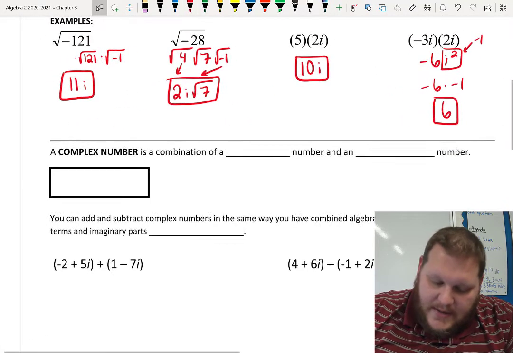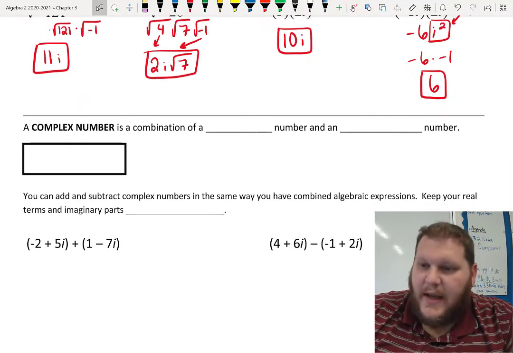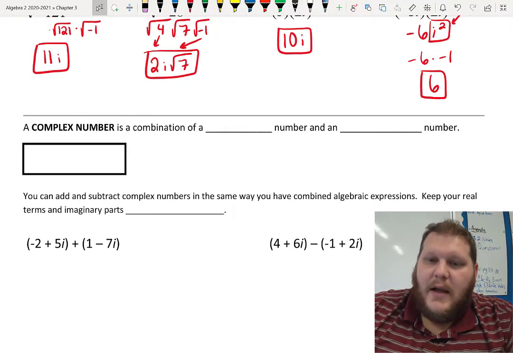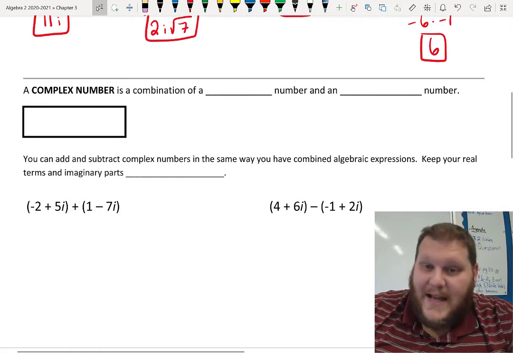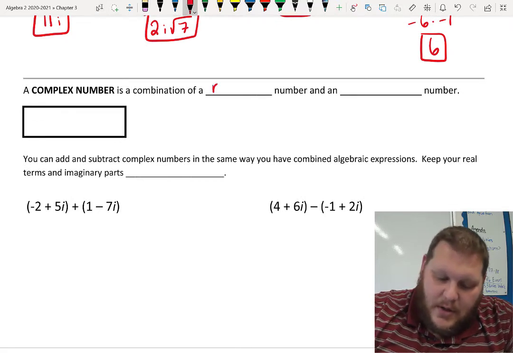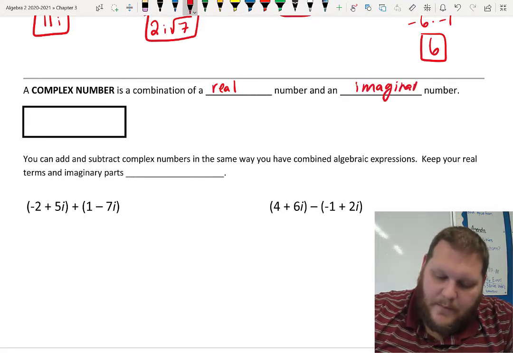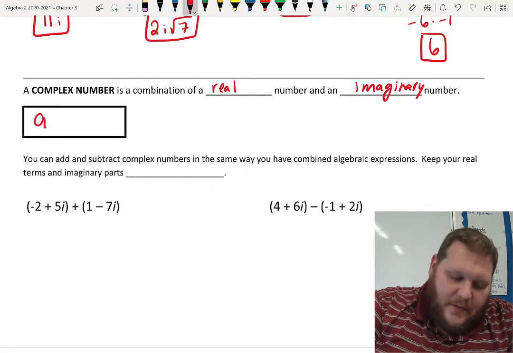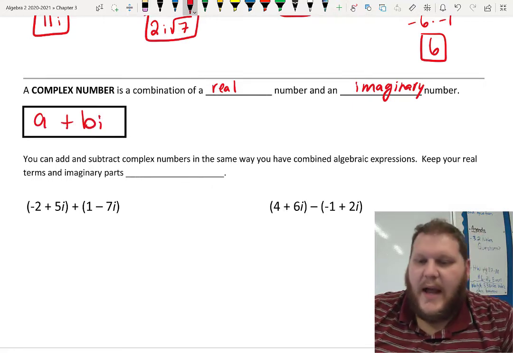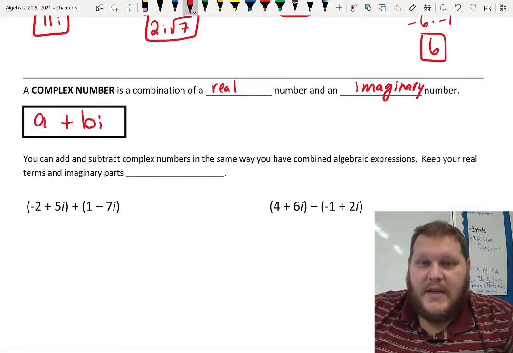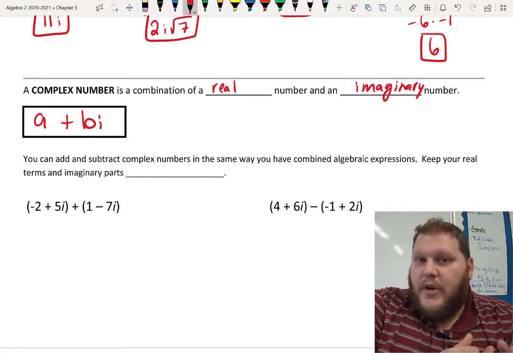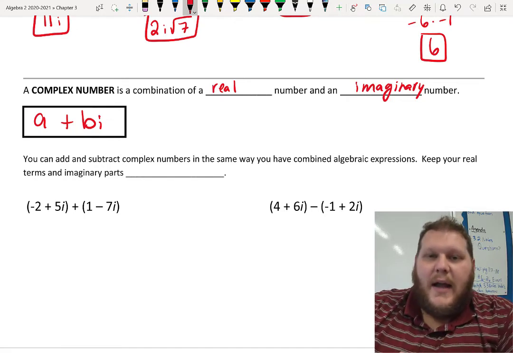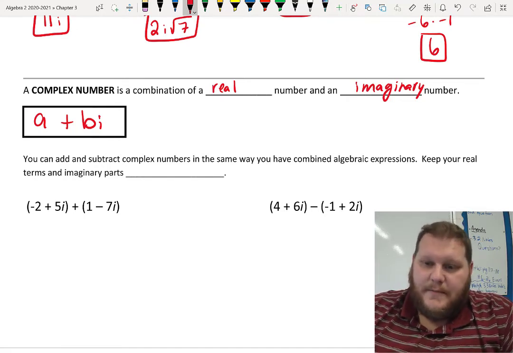So where these imaginary numbers come into play is in a complex number. A complex number, just like it sounds, is complex. It's made up of a combination of both a real number and an imaginary number, and it's always in this format, a plus bi. Here a and b are going to be numbers, and i is there to represent the imaginary portion. So a would be the real part of my complex number, and the bi would be my imaginary part.